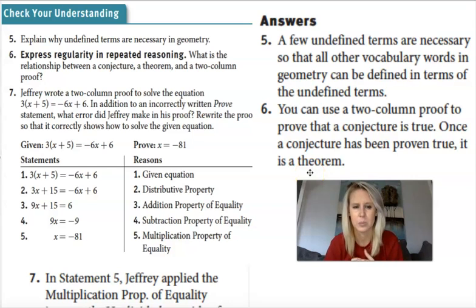So let me say that once more. A conjecture is a guess. So you have some guess. You put it in a 2-column proof. You prove it's correct. It becomes a theorem, and then we know it's true.